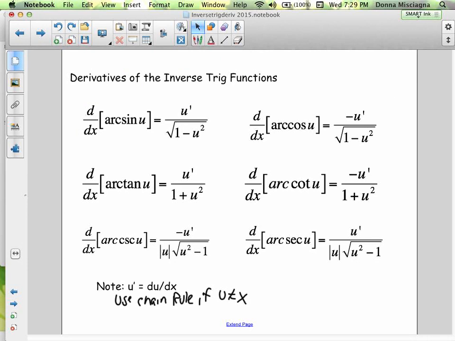Now, sometimes we're not just going to have an x, right? So if we don't just have an x, of course, we're going to have to take the derivative of whatever we're taking the inverse trig of. So if that's not just an x, then we're going to have a du dx, right? And we use the chain rule if u just isn't an x. But we will talk about that in the next podcast.